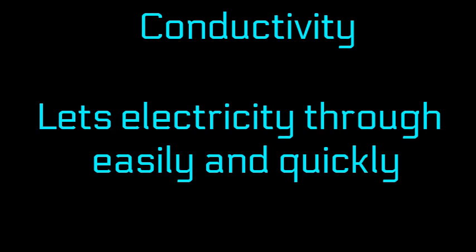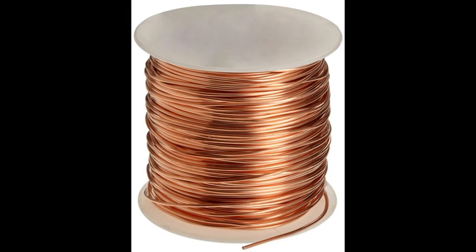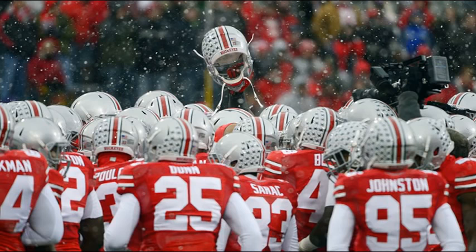Next is conductivity. Metals are very conductive. This means that they let electricity pass through them easily. Copper is a metal that is very conductive. It is often used in electrical wiring. This metal allows electricity to quickly travel from the power plant to your home and then to whatever you have plugged into the wall. Thank you, conductivity. Without you, I couldn't watch my favorite team win on Saturday.